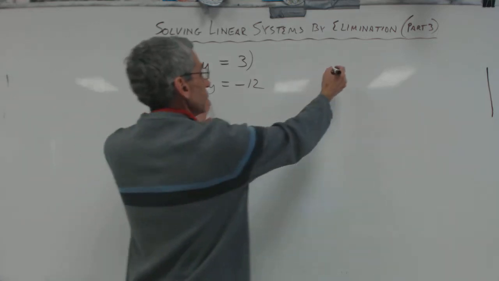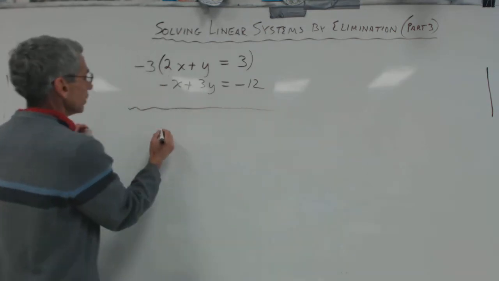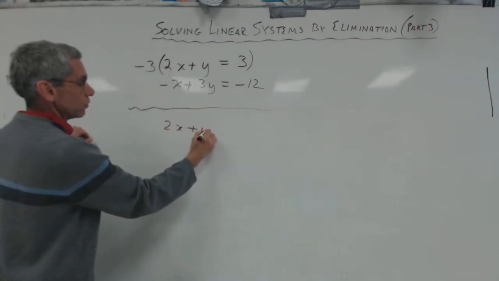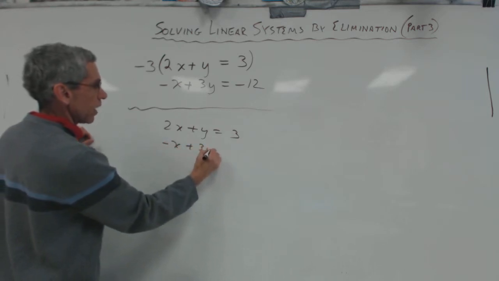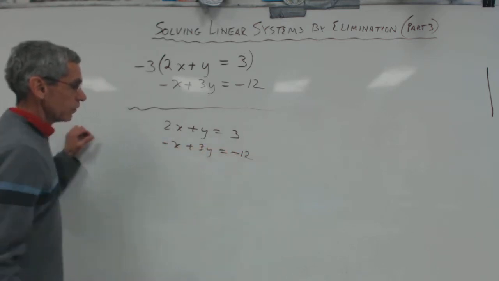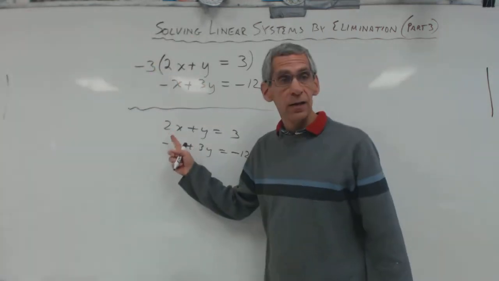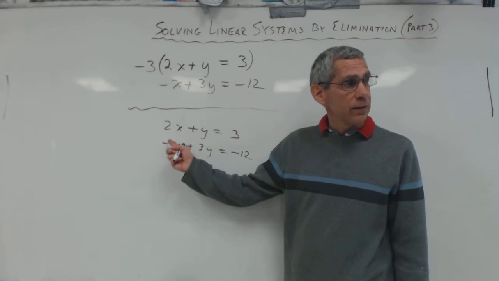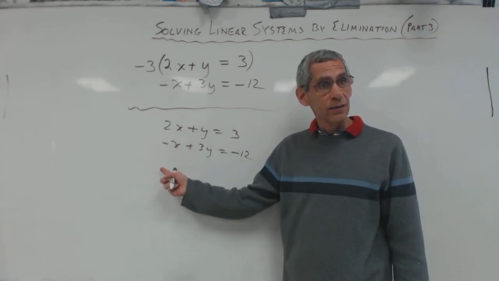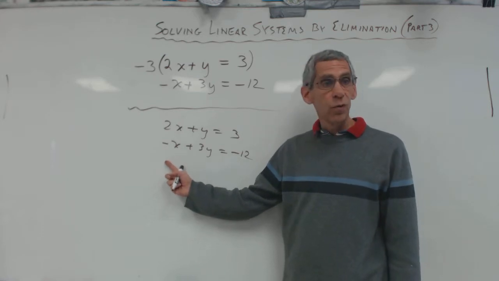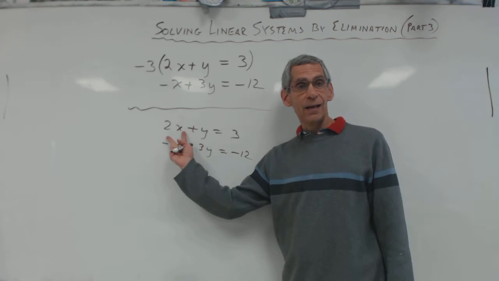Right? Now, let's see, I'm going to do it the other way too. I just want to show you: 2x plus y equals 3, and then negative x plus 3y is equal to negative 12. If I wanted to eliminate the x's, notice that with the x's, one of them's already positive, and the other one's already negative, so I don't need to change the signs. All I would need to do is multiply the second equation by what? To make it be negative 2x.